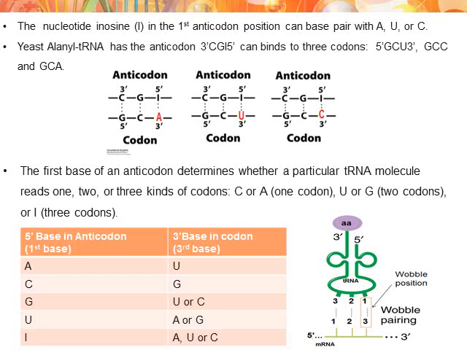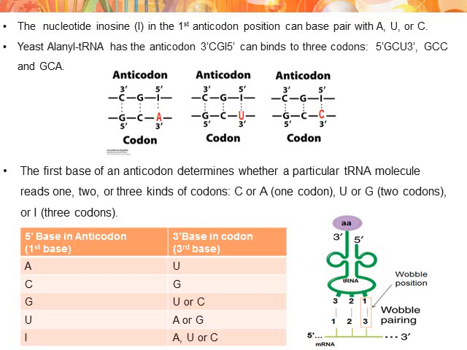Not only that, but certain tRNAs also have the unusual nucleotide inosine in the first anticodon position. Because inosine can base pair with A, U, or C, according to the Wobble rule that you can find in the table below, a tRNA containing the unusual base I can recognize 3 different codons. This result was obtained in an experiment done on yeast alanine tRNA, which has the anticodon 3' CGI 5', and it was found to bind to 3 codons, GCA, GCU, and GCC, as you can see in the figure.